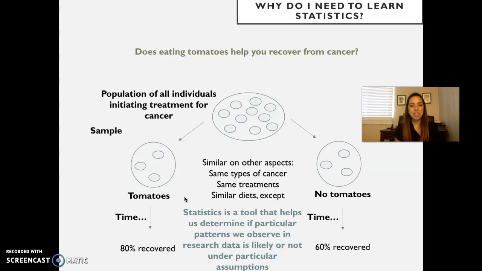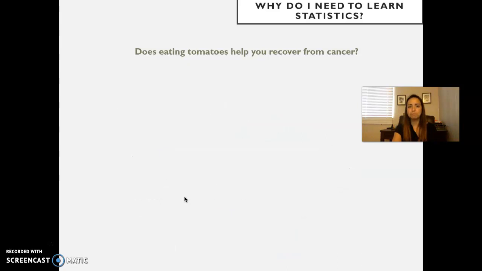So really what I'm saying here is that statistics is a tool that helps us determine if particular patterns we observe in research data are likely or not under particular assumptions. And the assumption here is basically that there is no difference between groups, right? There is no effect of tomatoes. If we come from the assumption that there is no effect, what's the probability that I will see a difference of 20%? Okay, so let's explore this a bit more.